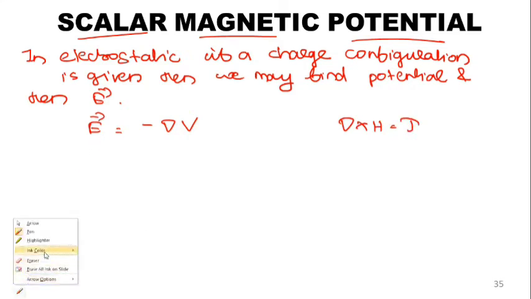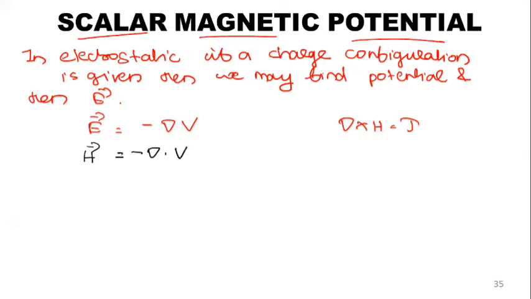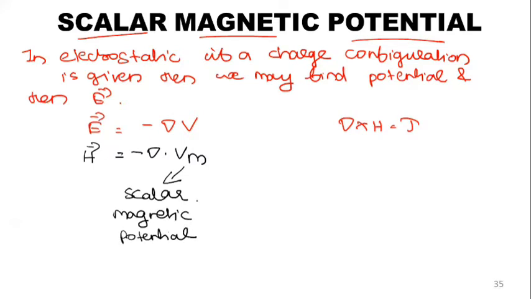Similarly, for magnetic field intensity, we can write a similar equation, that is H is equal to minus del Vm, where Vm is the scalar magnetic potential. So I'm just comparing and giving you scalar magnetic potential. After that we will be studying vector magnetic potential also. That also we will see. So one by one we will see.